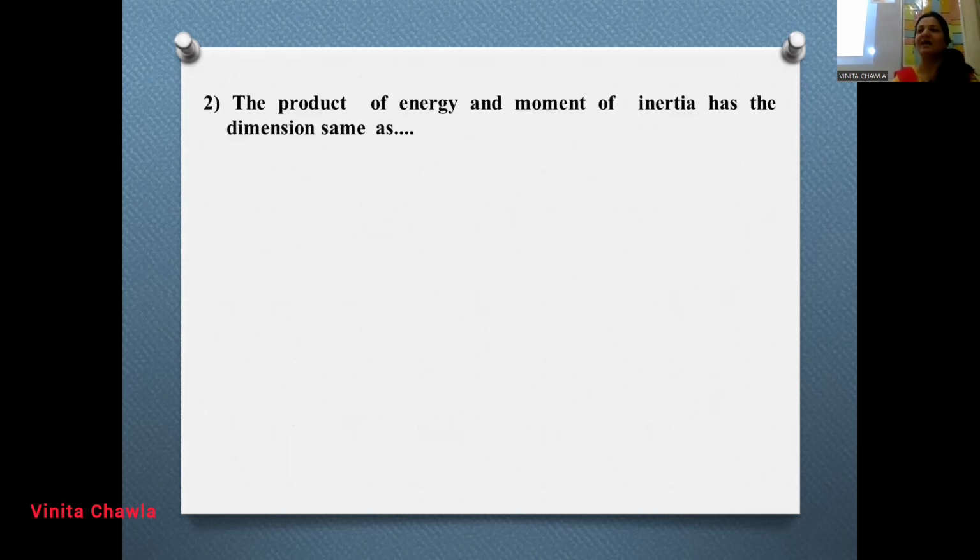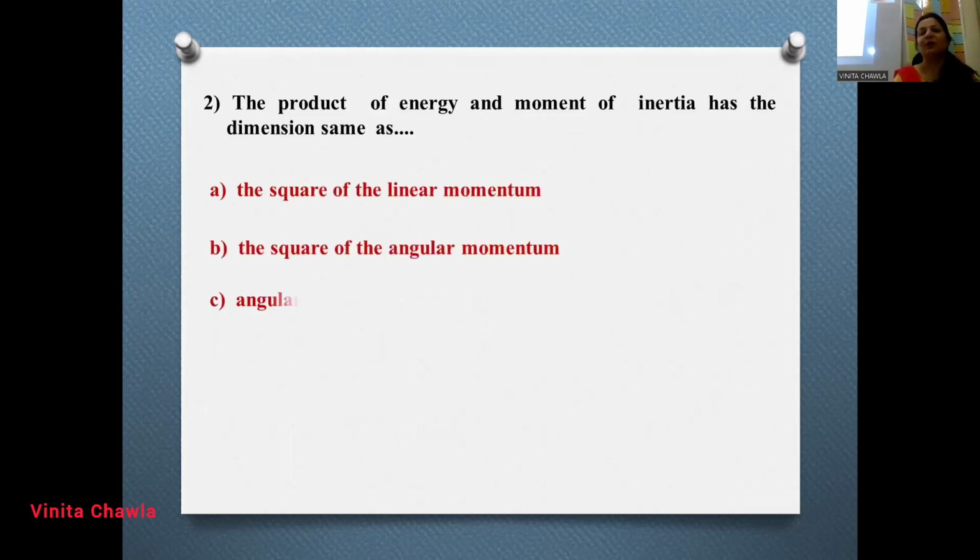Next question. The product of energy and moment of inertia has the dimension same as the square of linear momentum, square of angular momentum, angular impulse, or Planck's constant. This we have to find out. Okay, pens उठाओ अपने अपने and please write.